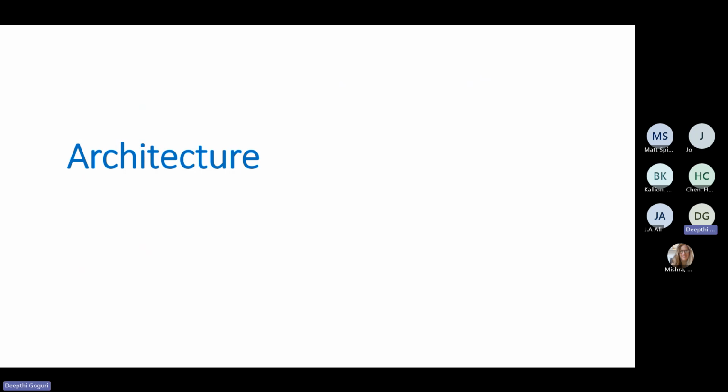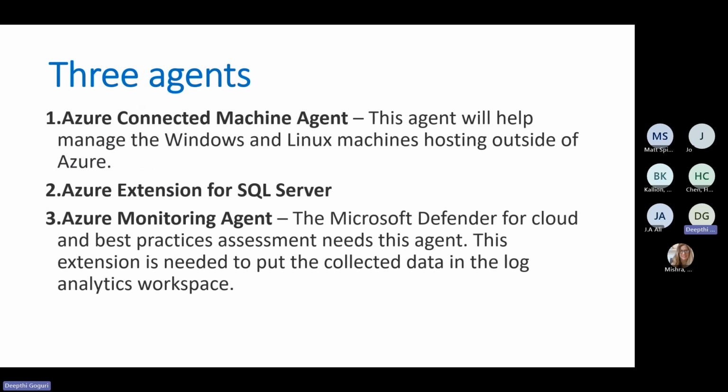So let's see what the architecture is and how to build it. There are three agents that are needed to install Azure Arc for your SQL Server. The first one is the Azure Connected Machine Agent. This agent will help manage both Windows as well as Linux machines, hosted outside of Azure. That is the first basic machine agent to install on the operating system itself. So you have to connect your operating system as well as your SQL server, two different things.